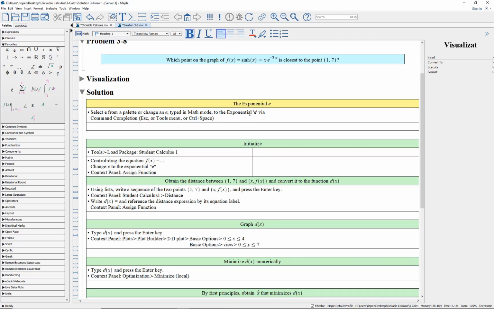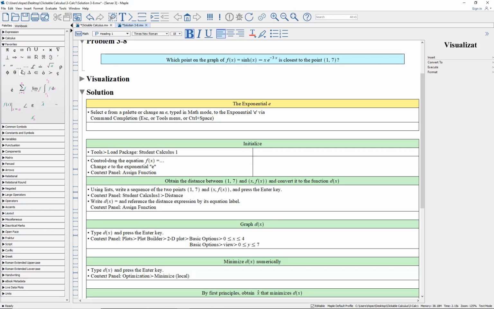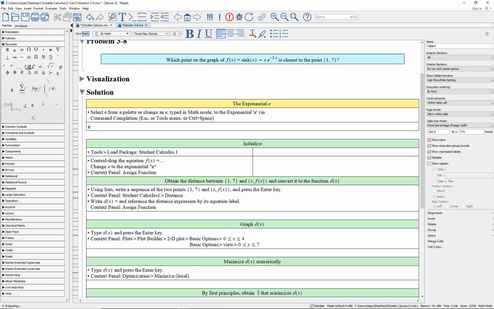But there's a caution here about the exponential e. The e that I've typed here is a script e. It is not the exponential e. I'll give you two different ways of getting the exponential e. You can take it from one of the palettes. Now, if you go down here to common symbols, you'll see an exponential e. And if you hover over it, you'll see it says exp of 1 is the exponential e. You get it into the favorites palette. So you can type or click that, and you have an exponential e.